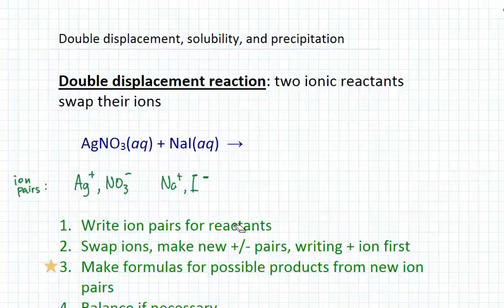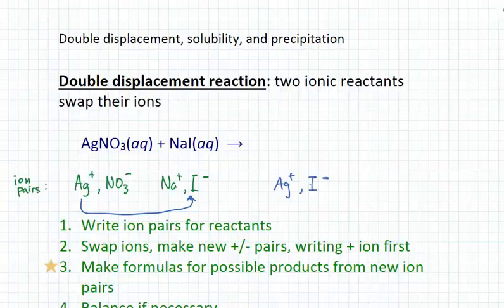So the first thing we do is we write the ion pairs for the reactants. Okay? And now what we're going to do to predict the possible products, I'm going to swap those ions. So if these are the 4 ions that we have to work with, and silver paired with nitrate in the reactant, what other ion would silver be able to pair with here to make a different product? Yeah, silver would be able to pair with iodide. Let's make that ion pair, silver plus I minus.